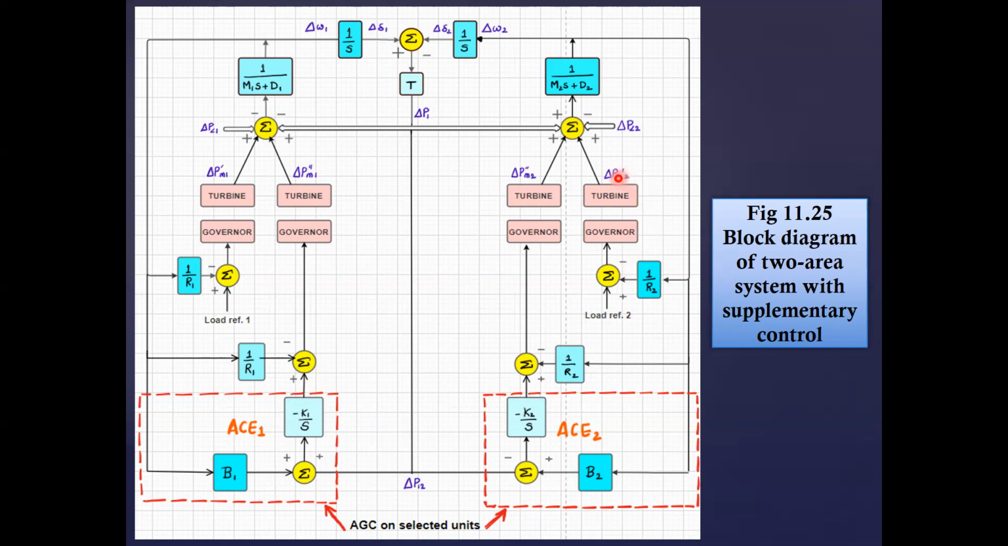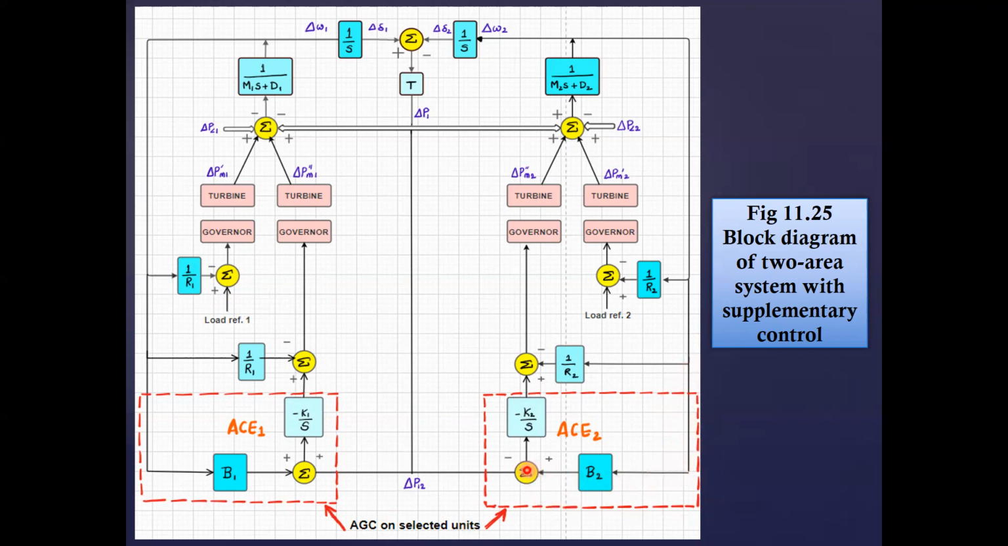So you can see turbine 1 also, and then turbine 2, and area control error in area 2 is now on this turbine, in the same way. So here you have the AGC on selected units, selecting generating units here. So you don't apply AGC on all the generators in the power plant or several power plants, but on the selected generators or on the selected power plant, it can be. So this is the modification.